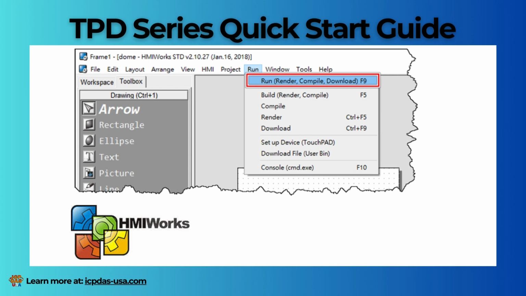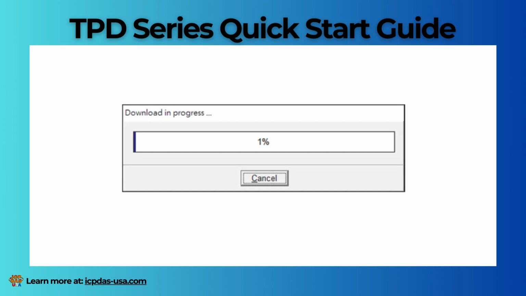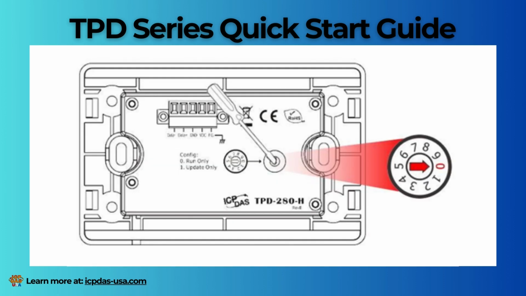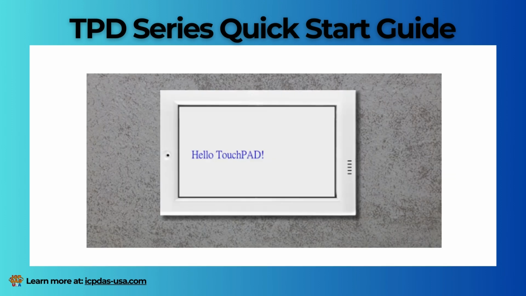Step 5, in the HMIWorks software, click the Run, Render, Compile, Download F9 item from the Run menu, or press the F9 key. Step 6, the Download in Progress dialog box will be displayed showing the progress of the update. Step 7, once the upload is complete, when the indicator reaches 100, power off the touchpad device and set the rotary switch position to 0, run mode.